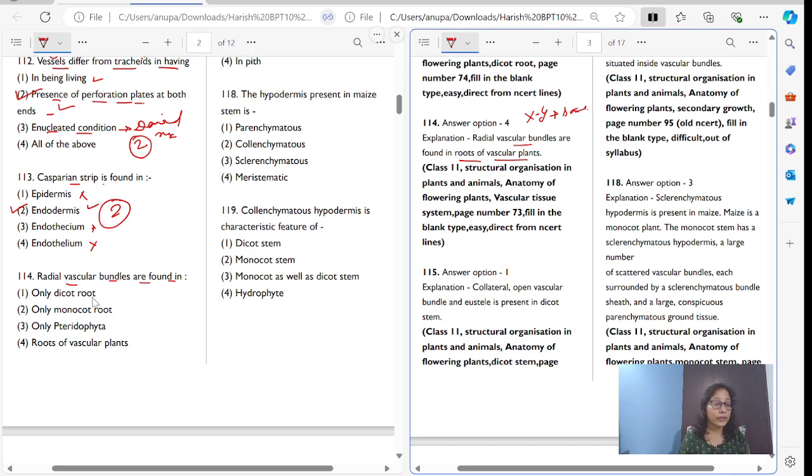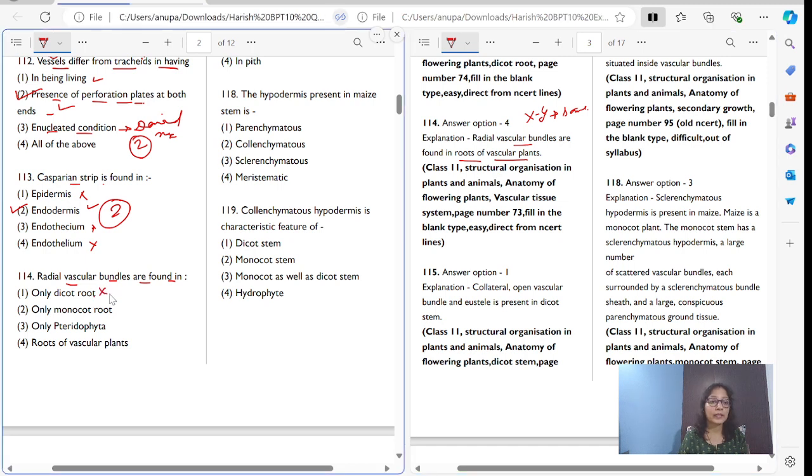The first option is only dicot root, no. These are present in dicot as well as monocot roots of vascular plants. So this option is not correct. The second option is only monocot root. This option is also not correct. It is also found in dicot root.